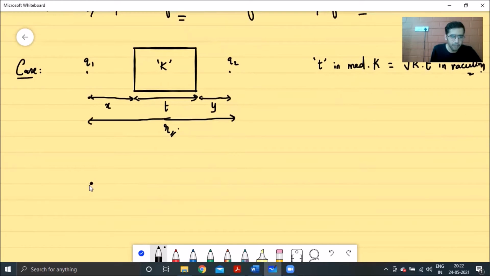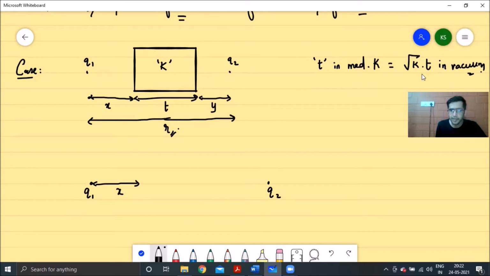We'll say that now we have two charged particles, Q1 and Q2, separated by a distance of X till the slab, but instead of taking the medium of dielectric constant K, we'll take its effective distance in vacuum. And what did we find its effective distance in vacuum to be equal to? We found that its effective distance in vacuum will be root of K into T.